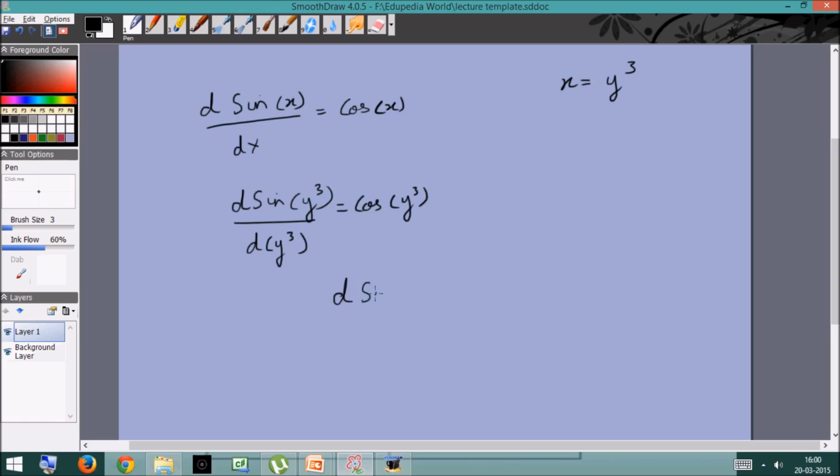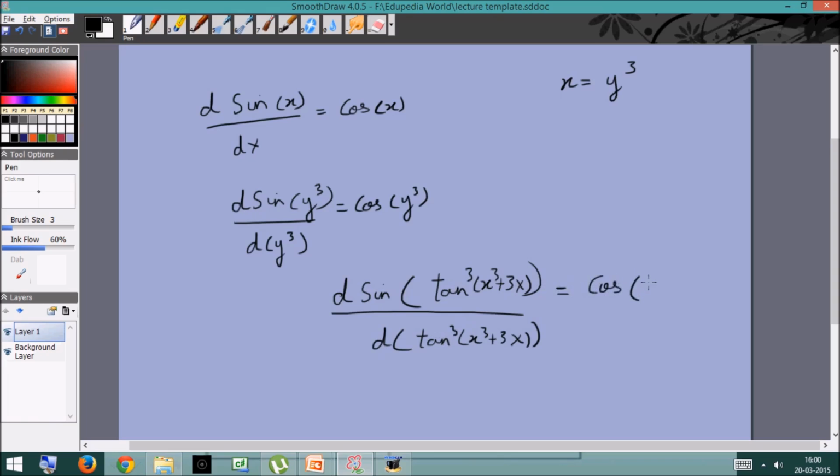The derivative of the sine of tan cube of (x cube plus 3x), I'm just taking a randomly complicated function, with respect to tan cube of (x cube plus 3x). This is simply the derivative of the sine of something with respect to that particular thing, and that is the cos of that thing. So it will be the cos of tan cube of (x cube plus 3x). The inside function could be as complicated as you want it to be.